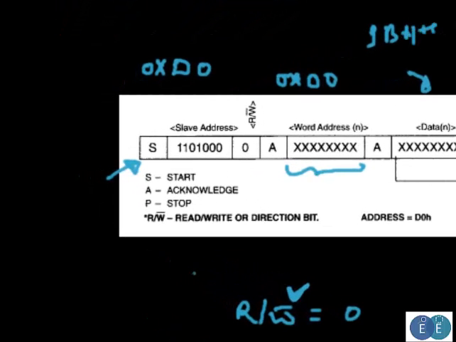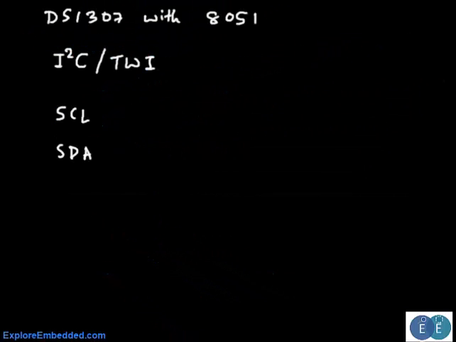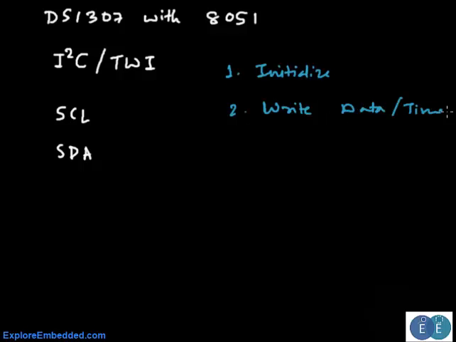Let me pause here and give you a brief of how this will be done. First, we initialize the RTC, and then we write the date and time. It is written only once, and then whenever we need the date and time next time, we do not require to write it again.